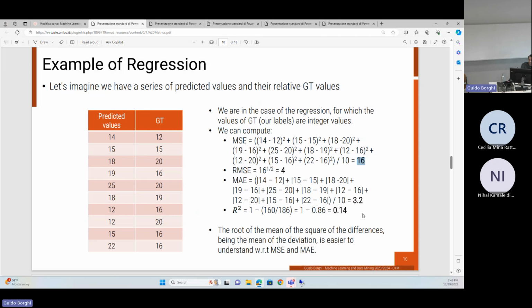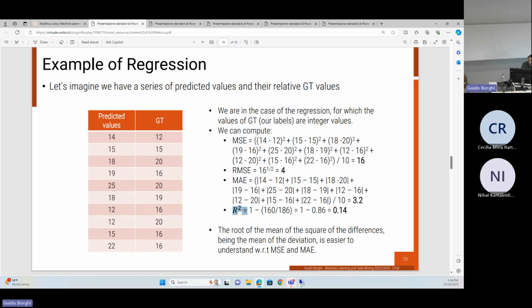And you can understand that it's not so easy to understand what is the meaning of 16. We know only that low values indicate good performance, but we don't know exactly what is the meaning of 16. This is the problem with mean square error. We can also compute the root mean square error, so we can apply the root square on 16, then we obtain 4. We can also apply the equation to compute the mean average error, which is 3.2.